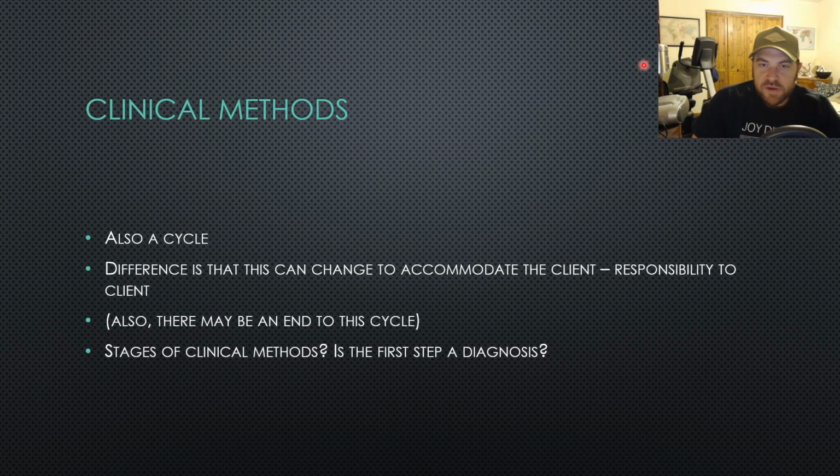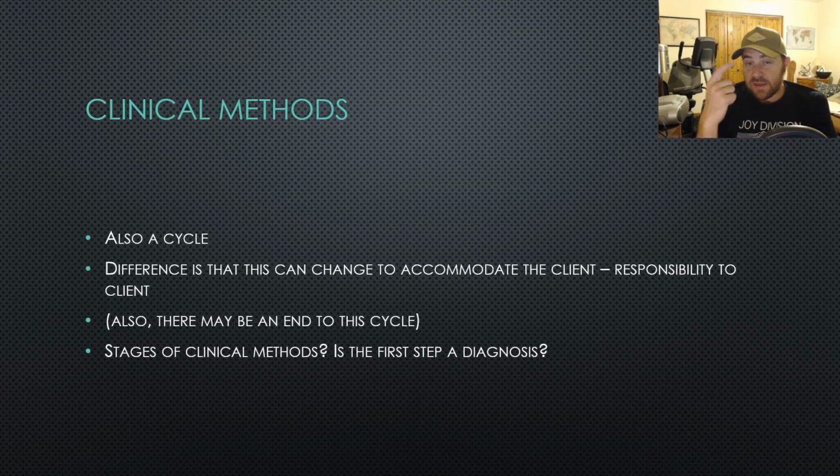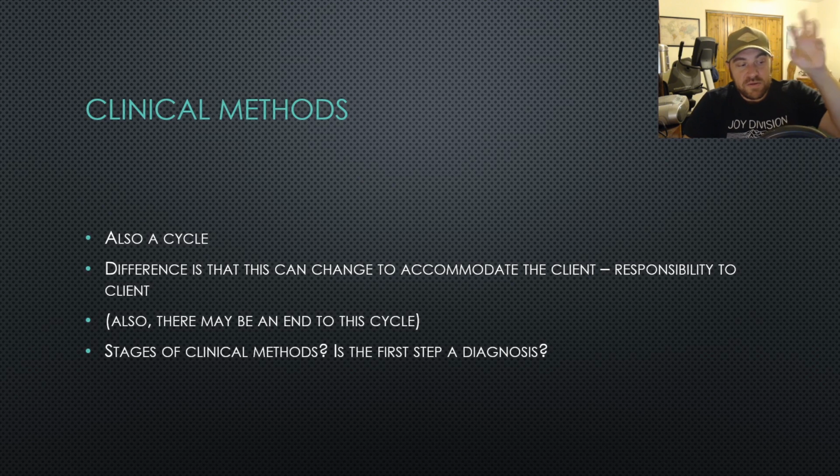So clinical methods, we talked about most of this already. It's also a cycle. And the main difference between research and clinical methods is that you can change what you're doing with clinical methods to accommodate your client. The reason for this is because when you're a clinician, your responsibility is to your client. You want them to succeed. You want them to be in a comfortable place, doing something that they are comfortable with and that's actually helping them. When you're a researcher, your responsibility is to the integrity of the study.